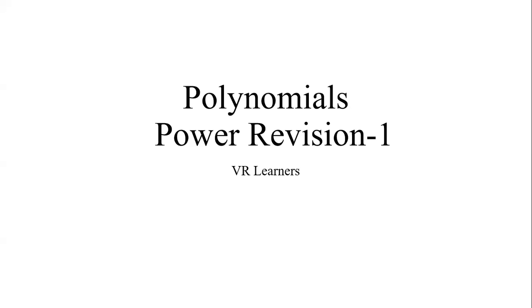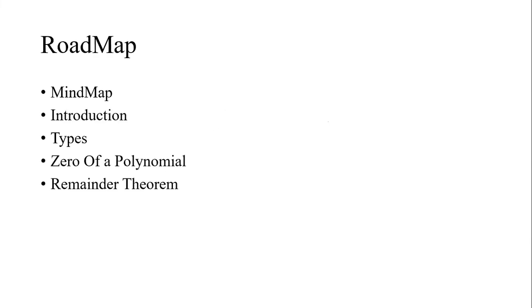Fine. Let us jump to our roadmap. This is how our roadmap is structured. We'll see mind maps first, and then we'll have the introduction. We'll be trying to define what we understand by polynomials, how algebraic expressions are different from polynomials, or are they interconnected? Can we say that all algebraic expressions are polynomials, or that all polynomials are algebraic expressions? This is something that we'll be considering.